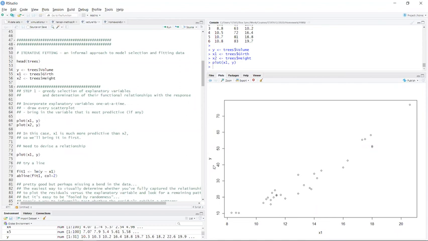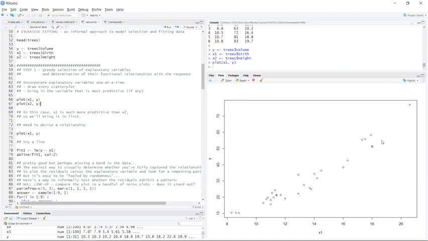without chopping them down. You can't really tell the volume of timber maybe until you've actually chopped the tree down and done something irreversible. But you can figure out girth and height without actually doing anything irreversible. So it's a sensible idea to treat volume as a response and girth and height as explanatory. Girth and height are accessible to you before volume is.